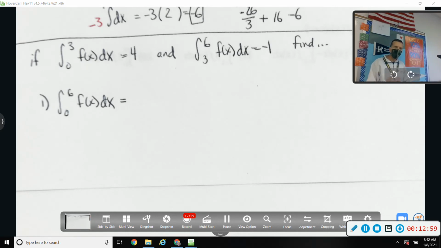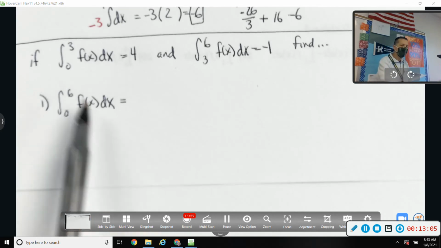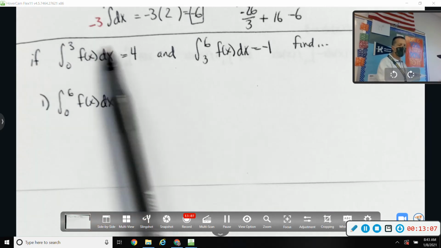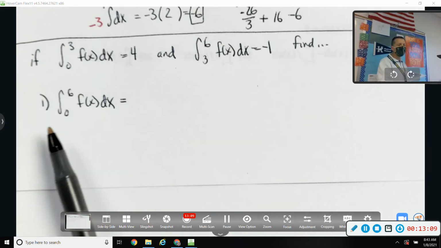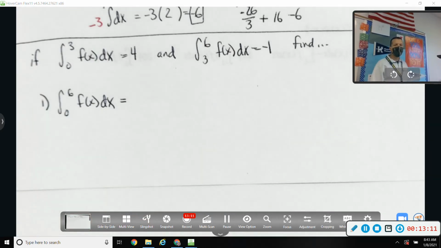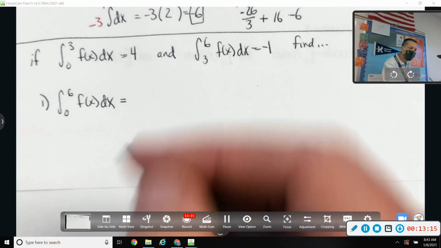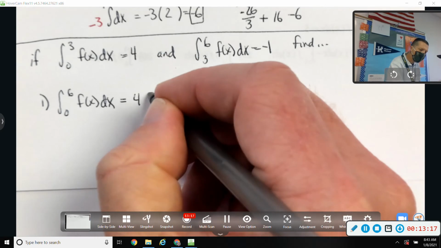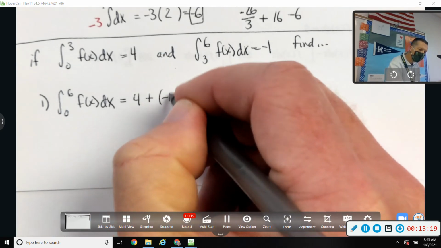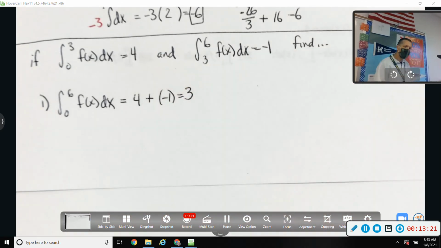So look at what you got. Think about what each piece represents. The area from 0 to 3, the area from 3 to 6. I want the area from 0 to 6. So what's my answer going to be? 3. Because from 0 to 3 is 4, and from 3 to 6 is negative 1. So my answer is 3.